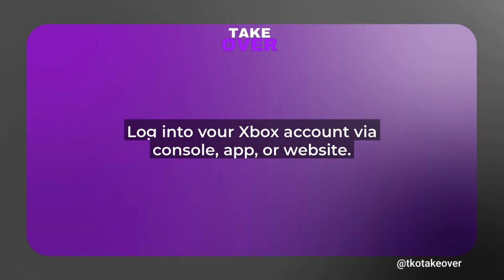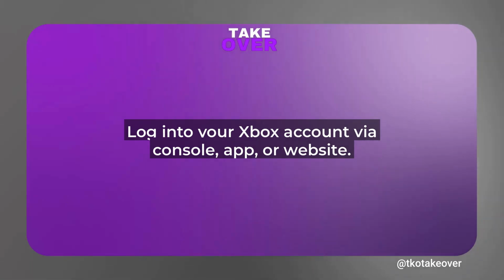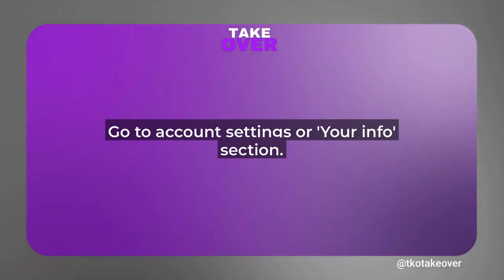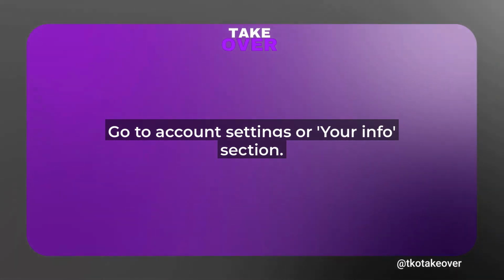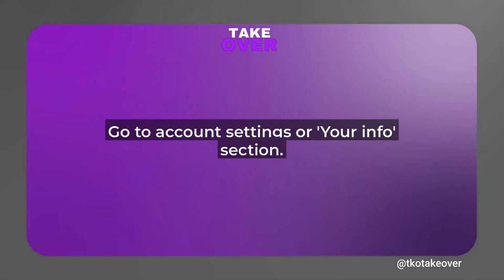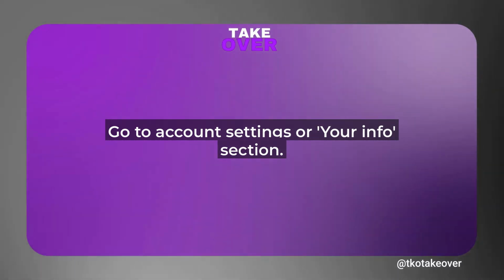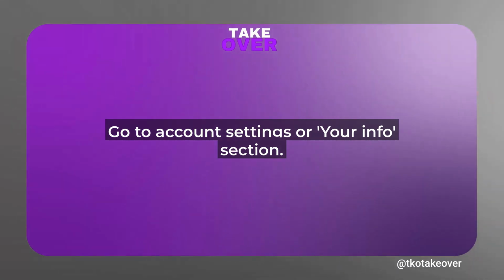Let's dive in. First things first, make sure you're logged into your Xbox account. You can do this on the Xbox console, the Xbox app on your phone, or through the Microsoft website. Once you're in, head over to your account settings. On the console, go to the Profile and System tab, then select Settings and choose Account. If you're on the website, log in at account.microsoft.com and click on your profile picture.